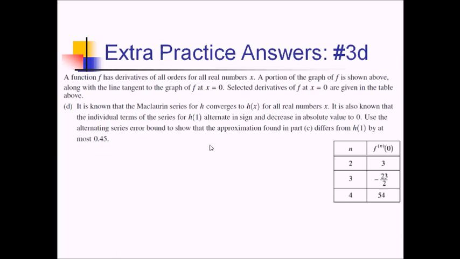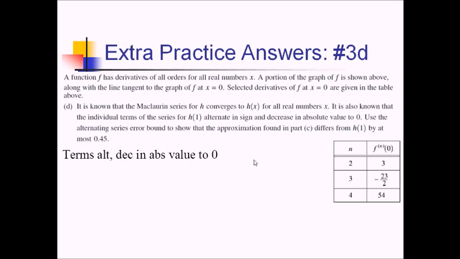On this last part, it's known the Maclaurin series for h converges to h of x for all real numbers, also known the individual terms of the series for h of 1 alternate in sign and decrease in absolute value to 0. Okay, well, they're essentially telling us we can use the alternating series error bound here, and here it comes. Use the alternating series error bound to show that the approximation from part C differs from h of 1 by at most 0.45.